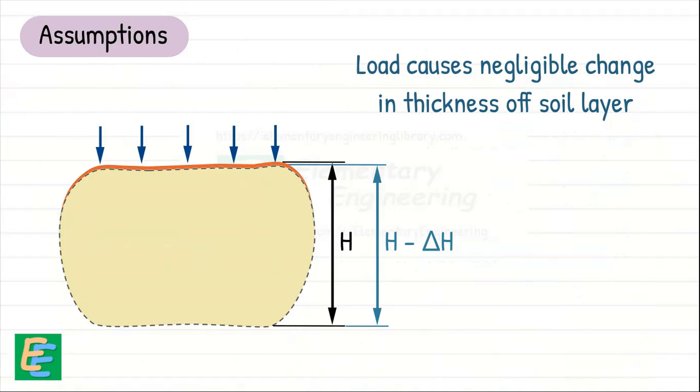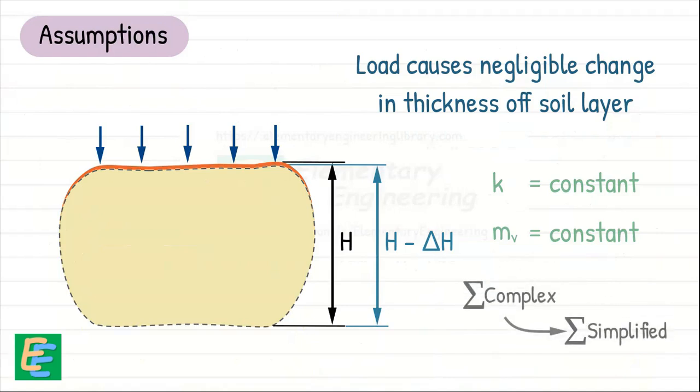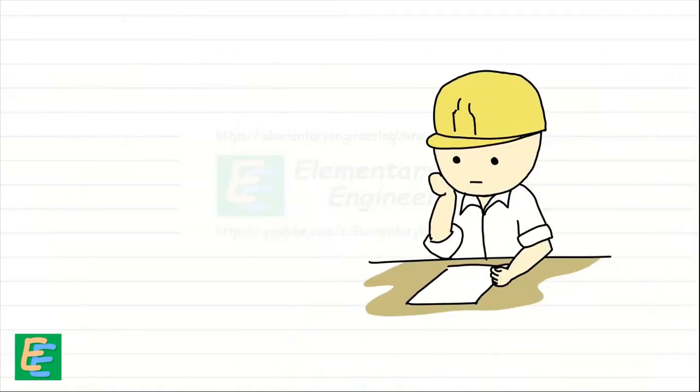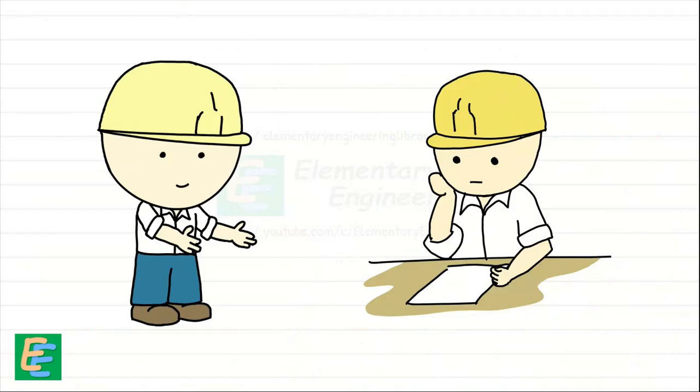This assumption implies that the coefficient of permeability K and the volume compressibility MV remain constant during the load increment. Again, this assumption is made because it significantly simplifies the mathematical equations. We are not going to derive the entire equation, but we will briefly discuss its derivation. Let's begin with our previous scenario where the clay layer is sandwiched between two permeable sand layers. We consider a small element of thickness delta Z at depth Z, with other dimensions being delta X and delta Y.